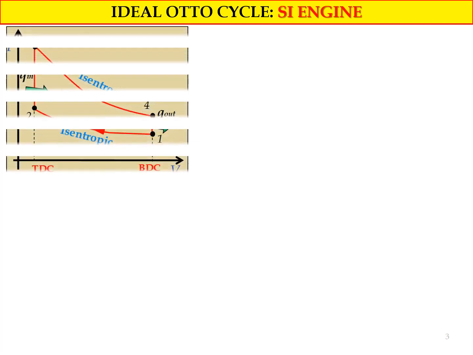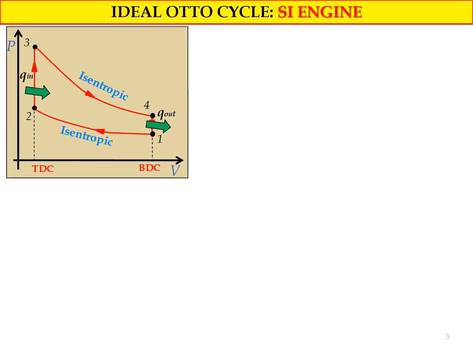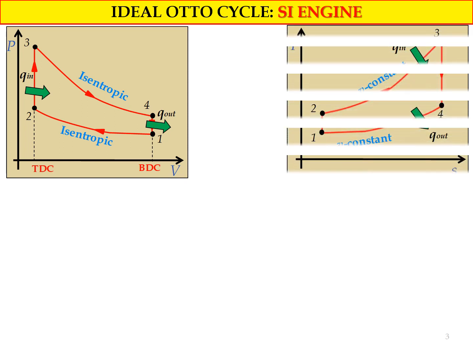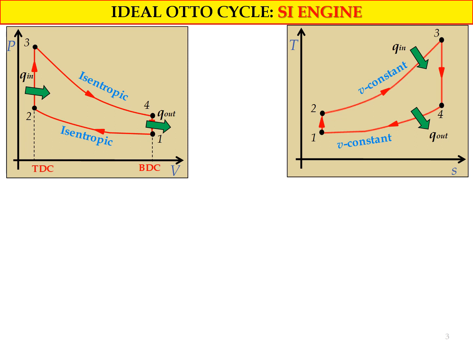Okay, the ideal Otto cycle is the specific thermodynamic cycle for the spark ignition engine or petrol engine. In order to describe the process inside the combustion chamber, we need to consider the PV diagram and also the TS diagram, where the PV diagram describes the pressure change and volume change inside the combustion chamber, and the TS diagram describes the temperature change and entropy change inside the combustion chamber.